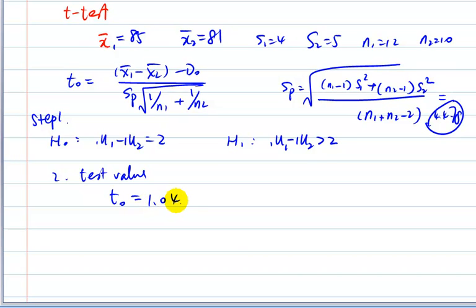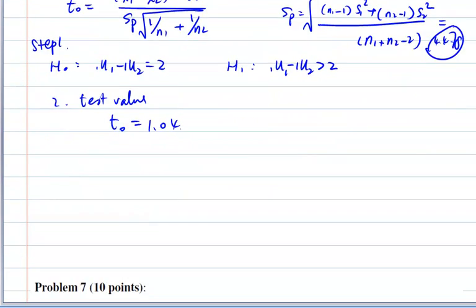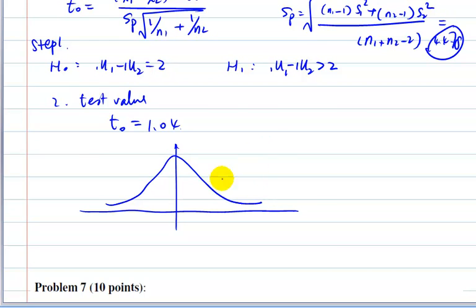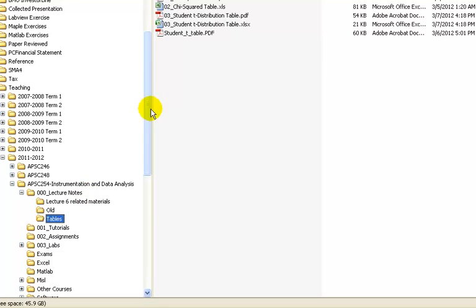Alright, that's the test value. Now let's look for the p-value. Draw the t-distribution here. I put down the t naught, 1.04, right here. You're looking at a right tail test, so the p-value is the area to the right of this test value. That's your p-value. So how do I find the p-value? Use the table.